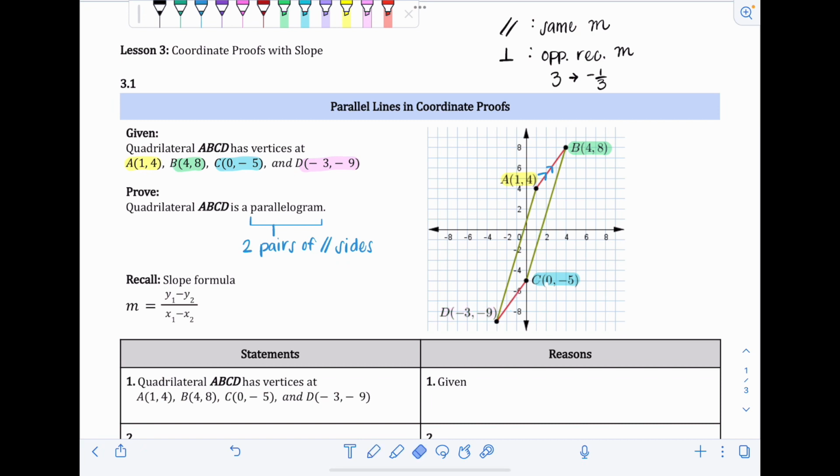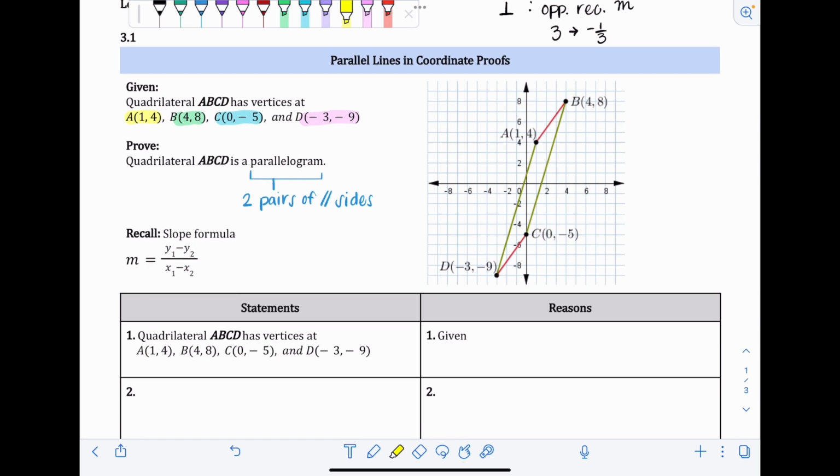Okay, so in order to do this, we're going to have to find the slope of all those different sides and put them into our proof. Before we get started with the proof, I just want to review the slope formula, which is m equals y1 minus y2 over x1 minus x2. y1 and x1 are from one point, and y2 and x2 are from another point.